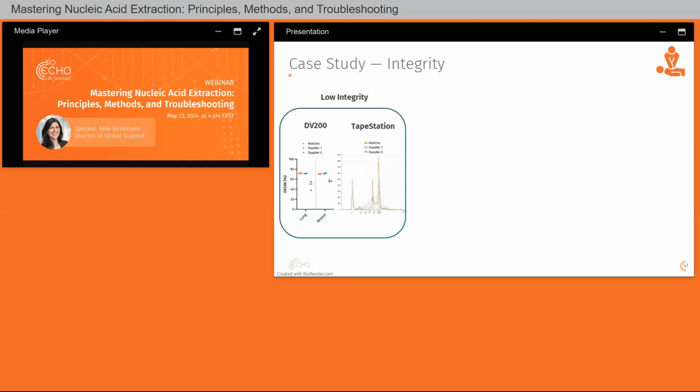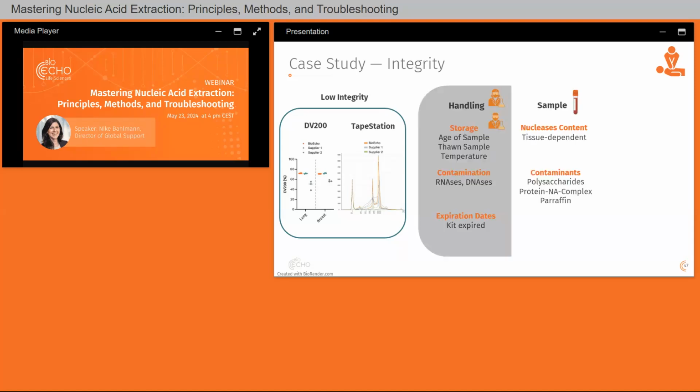Here you can see some results on DV200 and TapeStation data. What does DV200 mean? DV200 is an alternative for RIN values. It shows you the percentage of the fragments which are bigger than 200 base pairs, so that you have an idea how many fragments are bigger than 200 base pairs. There you can also see a TapeStation graph from an RNA isolation, which shows you the ribosomal peaks, which also gives you an indicator about how intact and stable my sample is.